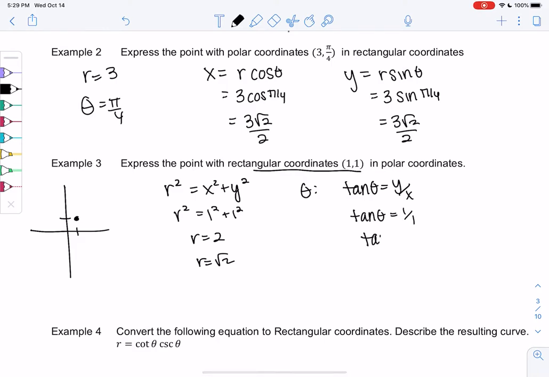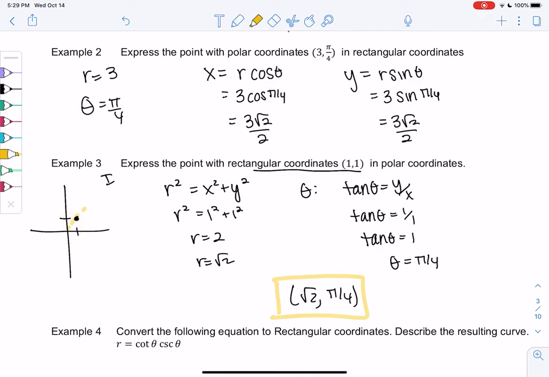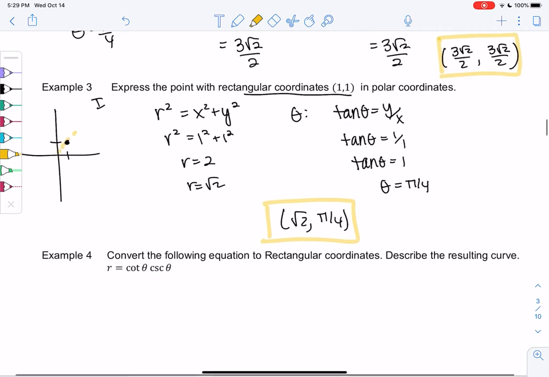So when does tangent equal 1? I think it's pi over 4. And that makes sense because we're in the first quadrant. So the point would be root 2, pi over 4. So if we went to pi over 4 and we went to this radius of root 2, we would land in the same spot. And then just to get in the habit, let's write ordered pairs every time. So let's write an ordered pair in example 2 as well: 3 root 2 over 2 and 3 root 2 over 2. So we're just getting used to the fact that there's kind of two graphing worlds that exist.